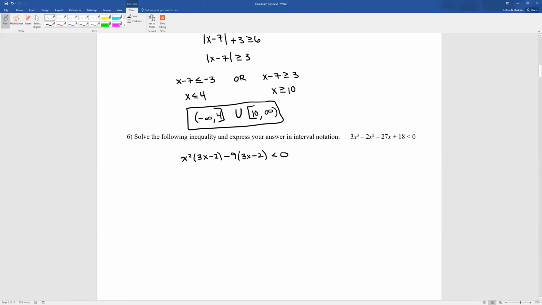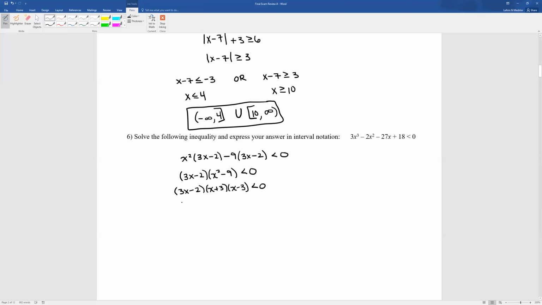I want to bring that down. I have a common binomial that I can pull to the front of 3x minus 2. And then the leftover part would be x squared minus 9, less than 0. X squared minus 9 factors again into x plus 3 and x minus 3. So what I have right now is 3x minus 2 times x plus 3 times x minus 3 is less than 0.